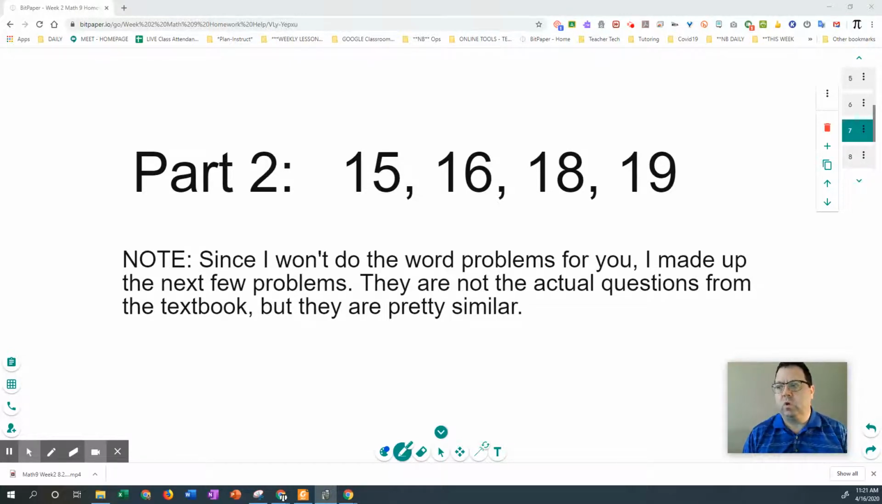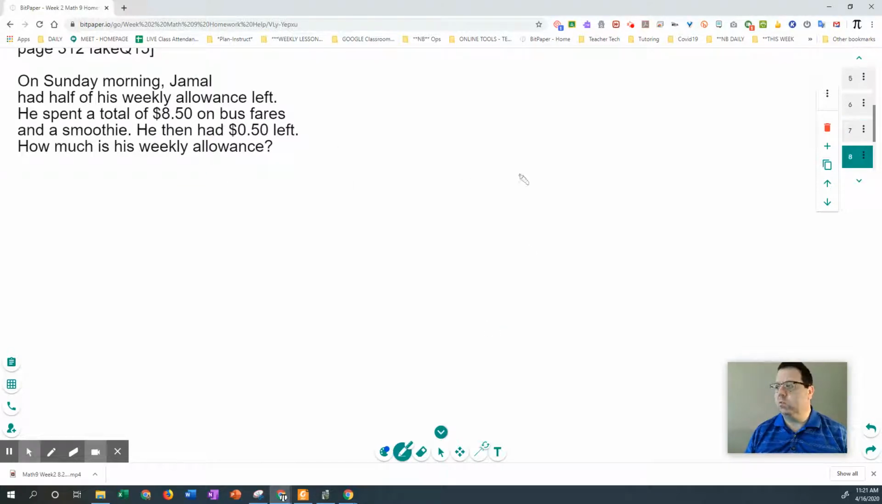Since I won't do the word problems for you, I made up the next few problems. They're not the actual questions from the textbook, but they're pretty similar. There's no point in me doing the actual textbook questions because then I'm just doing your homework for you. And I know 90% of you want me to do that. But instead, I made up new problems similar to the textbook questions. So let's see what we can do here. All right, let's get started.